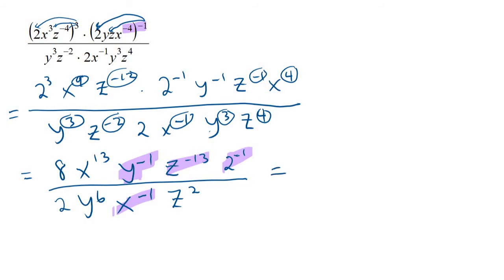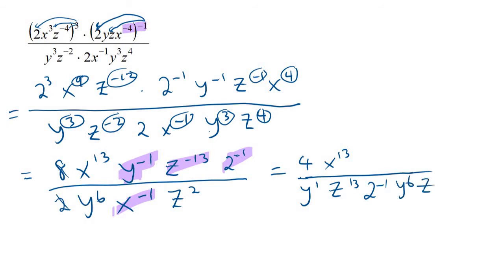The 8 divided by 2 is 4. Let's say 4. Now let's do all the switching. The x to the 13 stays where it is. The y goes down as 1. Z as 13. And then there's a 2 to negative 1. And then the denominator already has a y to the sixth and a z to the second.